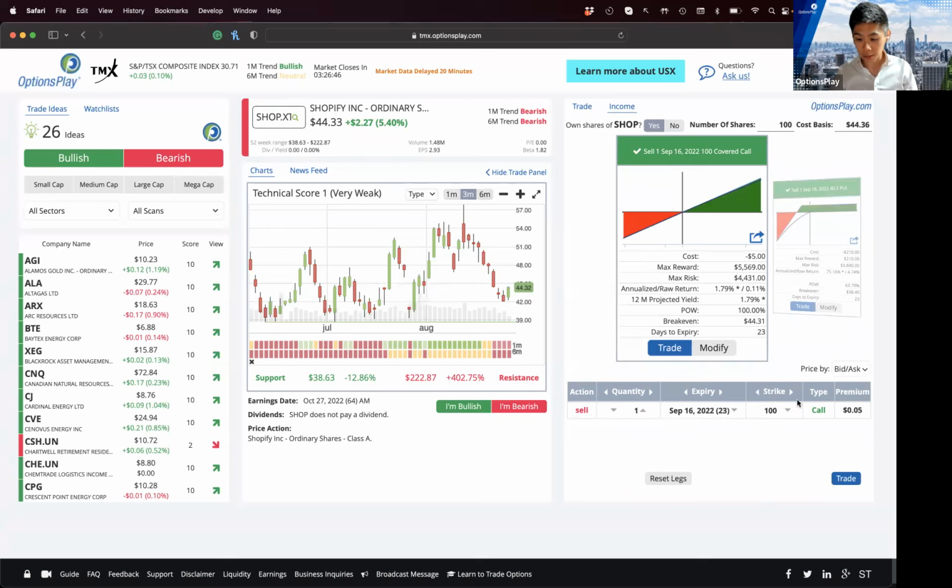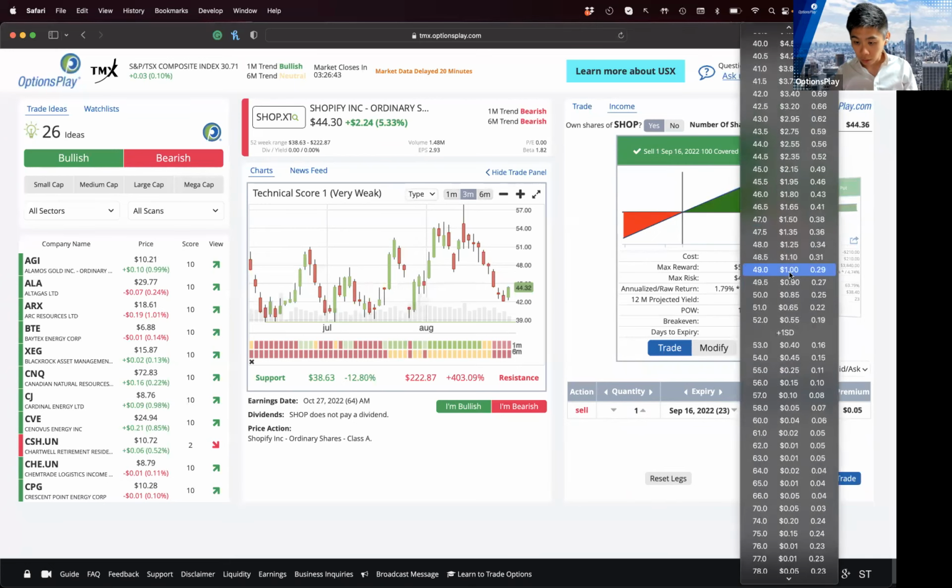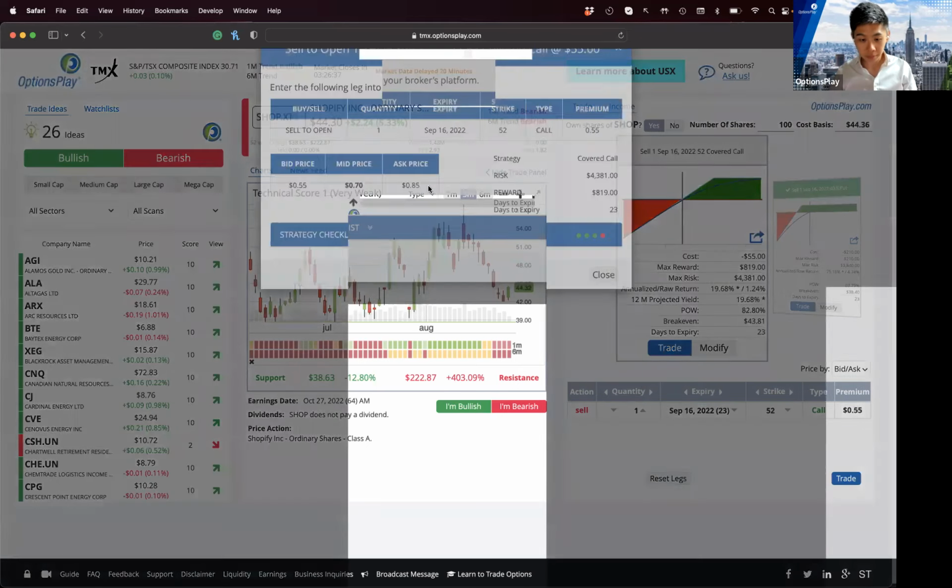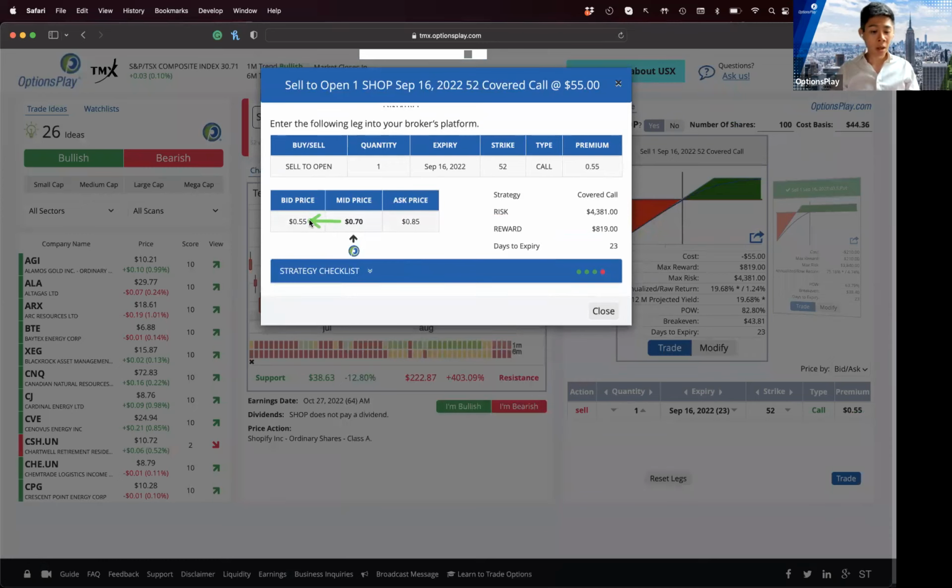So let's take a look at Shopify and what options make sense. It's currently trading at 44. So as you can see here, I'm looking to sell the September $55 call options on Shopify. The bid is 55 cents. The midpoint is 70 cents. I would look to cut this halfway here, so about 62, 63 cents or so. That's where I would try to place my limit order, and you should get fills pretty quickly within that realm. I hope that answered your question.